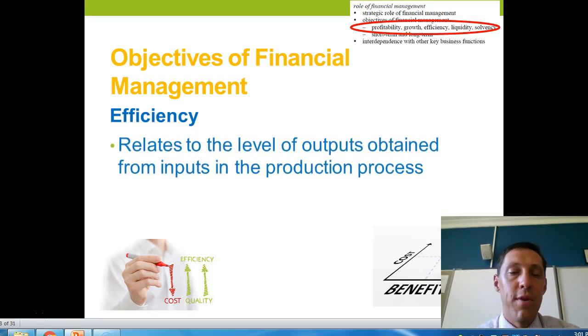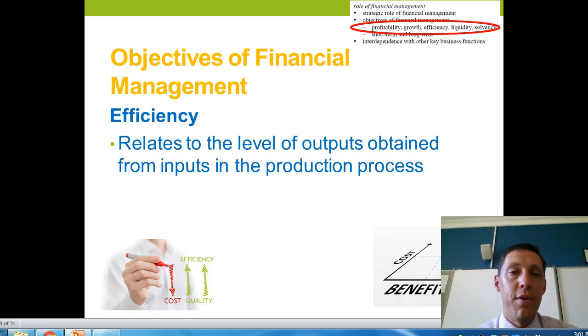Okay, so moving on to a bit of an explanation about efficiency. Efficiency effectively is how much output are we getting for a given level of input. So if it's a manufacturing type business or a production type business, how many iPhones are we producing per hour? How efficient are we? How many iPads are we making per month, per year? And how efficient are we? And how many workers are we needing to use to achieve that level of output?